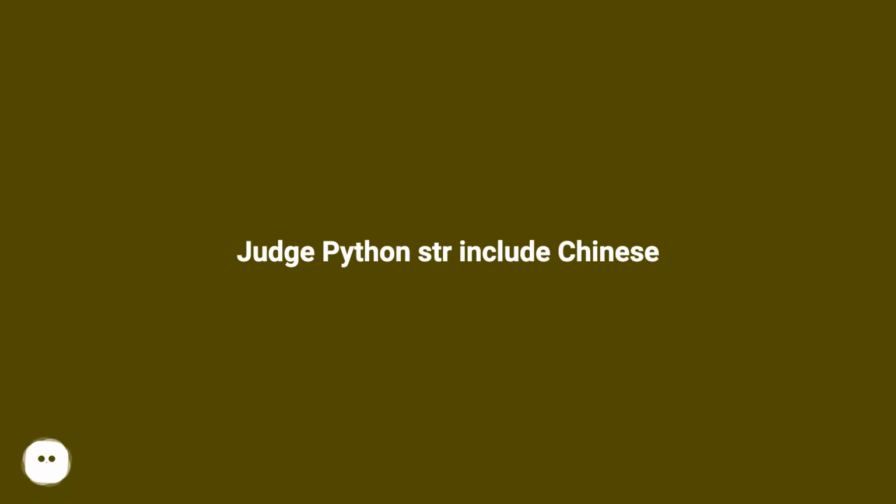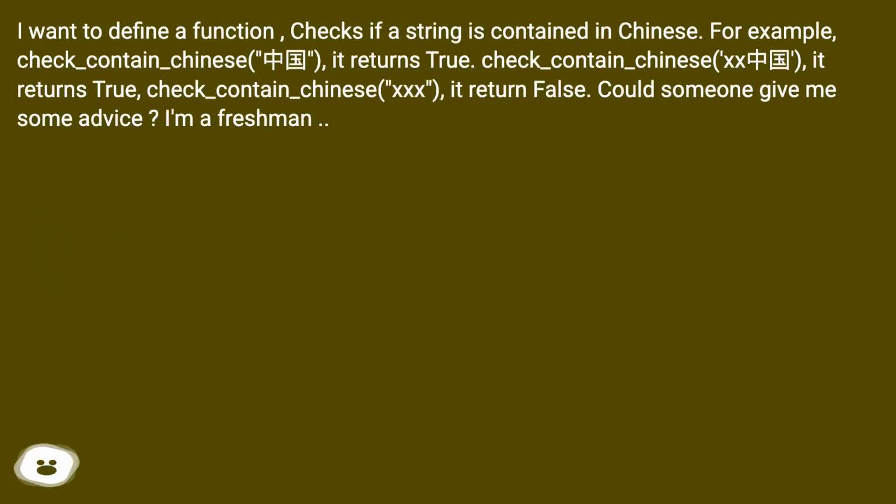Judge Python str include Chinese. I want to define a function that checks if a string contains Chinese. For example, check_contain_chinese('XX') returns true. Check_contain_chinese('XX') returns true. Check_contain_chinese('XXX') returns false. Could someone give me some advice? I'm a freshman.